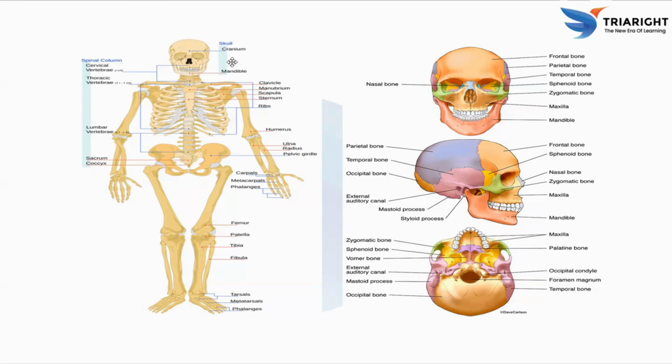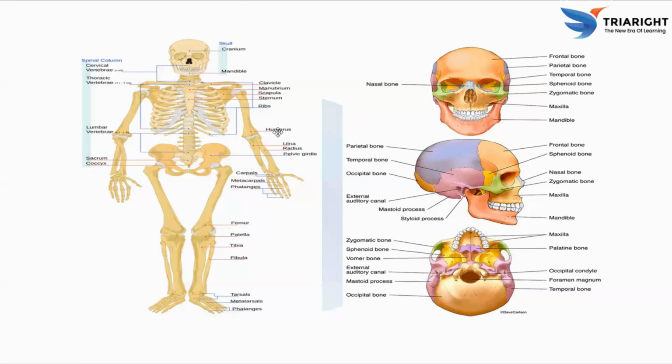The spinal column is divided into cervical vertebrae, thoracic vertebrae, lumbar vertebrae, sacrum and coccyx. Clavicle, manubrium, scapula, sternum, these are the shoulder bones, and ribs are under the diaphragm in the chest cavity. The skull has the cranium bone. Mandibles are present within the jaw, in the mouth.